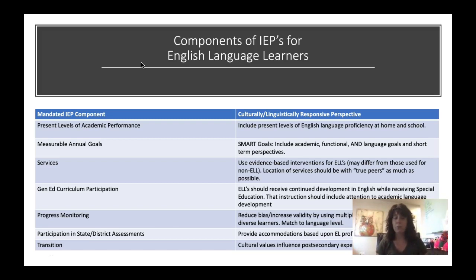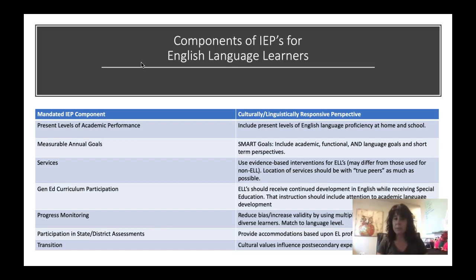When we think about measurable goals, this unit will be talking about developing SMART goals. It's important to include academic, functional, and language goals, and the short-term perspective. So it's not just special education goals, but how do you incorporate those goals and also include language-based goals when you're thinking about what SMART goals are appropriate for a particular student.